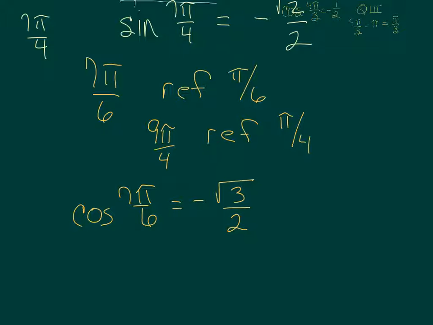9 pi over 4. Is that reduced to lowest terms? Are there any common factors between the numerator and denominator? No. That means pi over 4 is your reference angle. Whatever's in the denominator. Remember when we had on our homework 11 pi over 12?